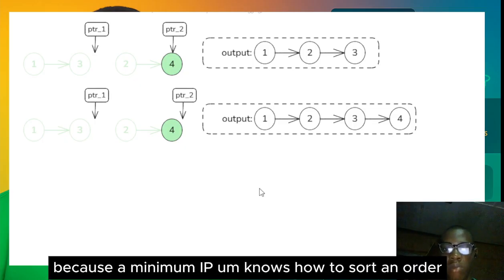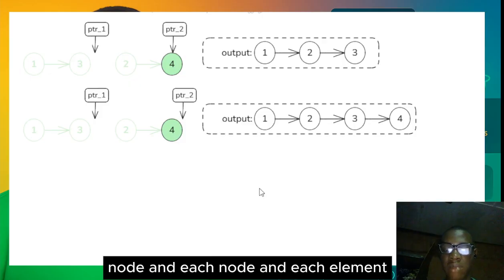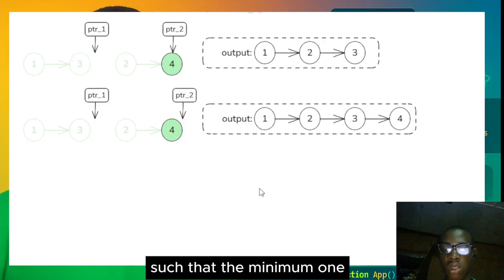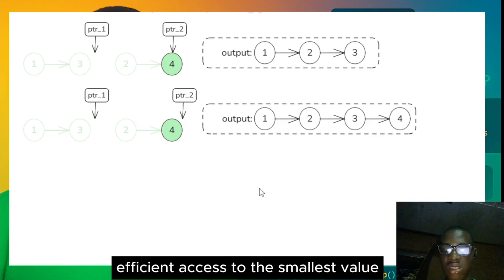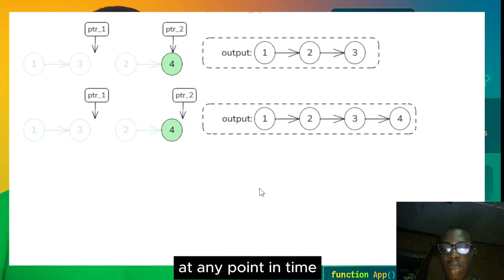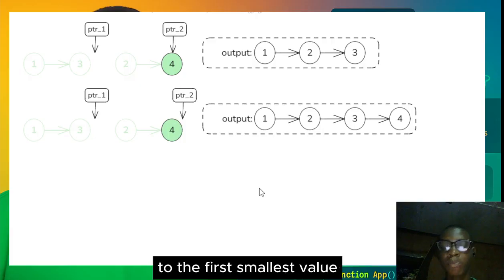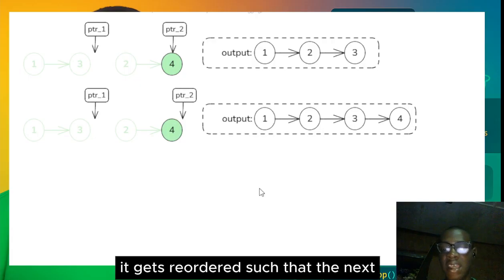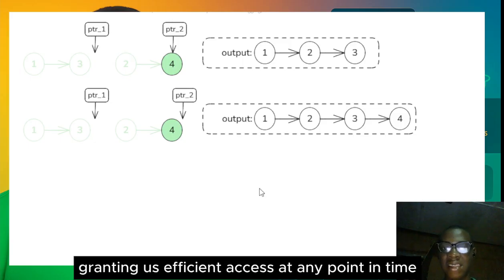Why? Because a minimum heap knows how to sort and order the elements such that the minimum one, that is the node with the minimum value, will be at the top of the heap, and therefore we can have efficient access to the smallest value at any point in time. Even after removing it from the heap, it gets reordered such that the next smallest value will be at the top of the heap, therefore granting us efficient access at any point in time.